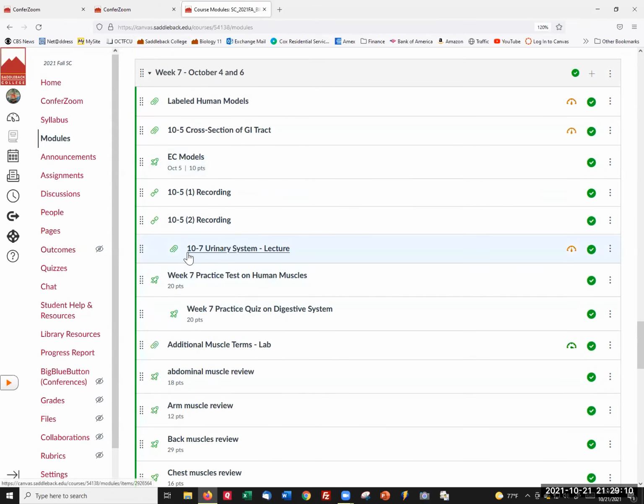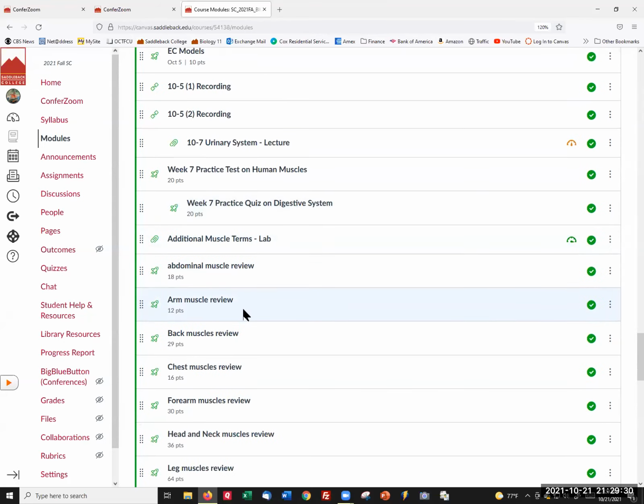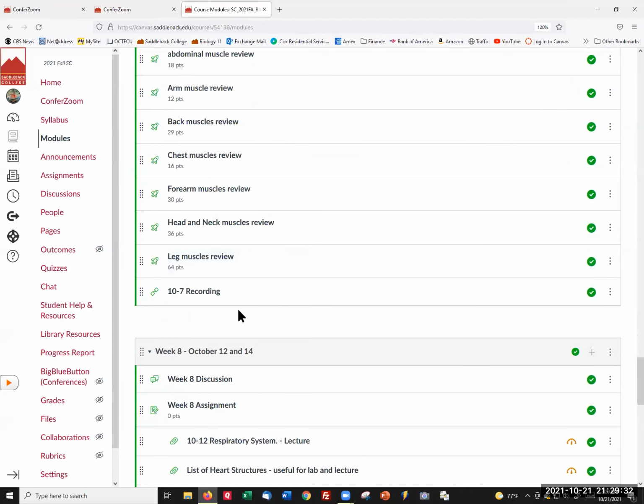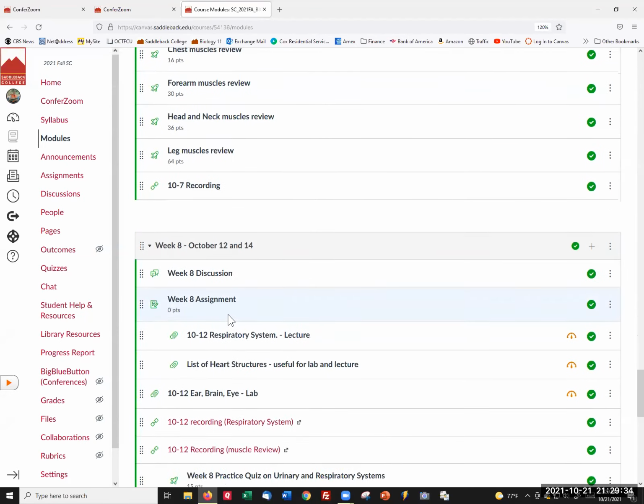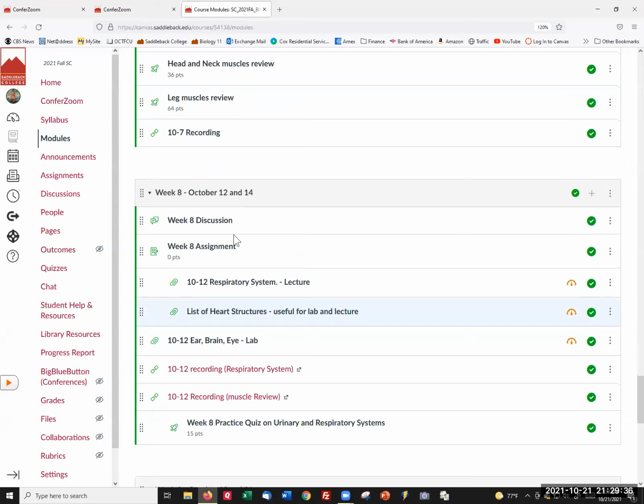Then we did the urinary system, which is indented here, okay, in the lecture. There was a practice quiz on the digestive system in week 7. The practice quiz is a good place to find some study material or some answers. So it's indented. Come on down, we're going past the muscles now. The respiratory system is included.